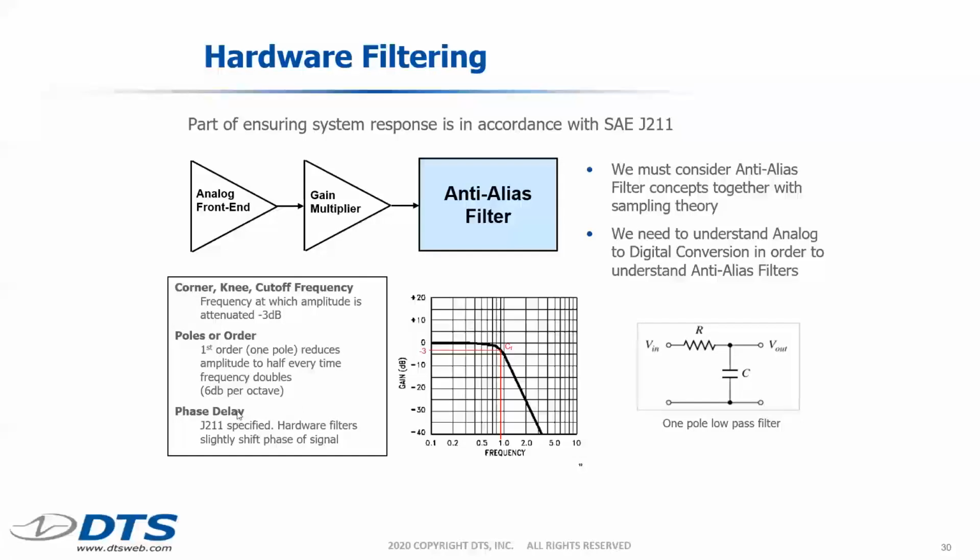And finally, there's an artifact of filtering called phase delay, which you don't really have to think about too much, but it is an important factor when we're designing a data acquisition system because it's specified in SAE and ISO documents. Before we talk more about how to apply an appropriate filter, we need to understand the analog to digital conversion process.